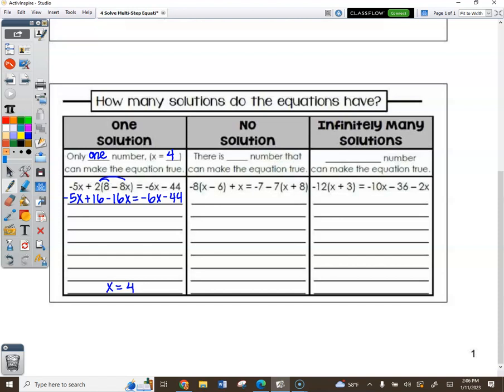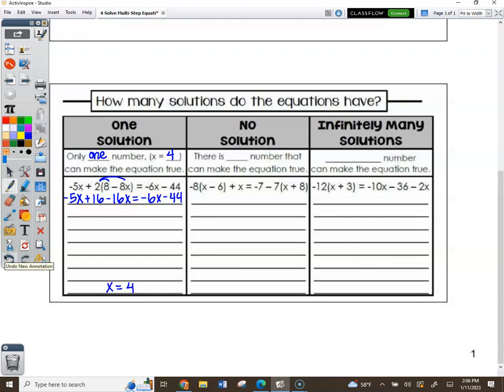For example, she didn't get the right answer. She called me over. I looked at it. I knew exactly where she made the mistake. It was just a little sign error, and I only know that because she showed every single step. So if you're one of those that likes to jump from here to here, I can't help you if you mess up, because I have no clue where you messed up.